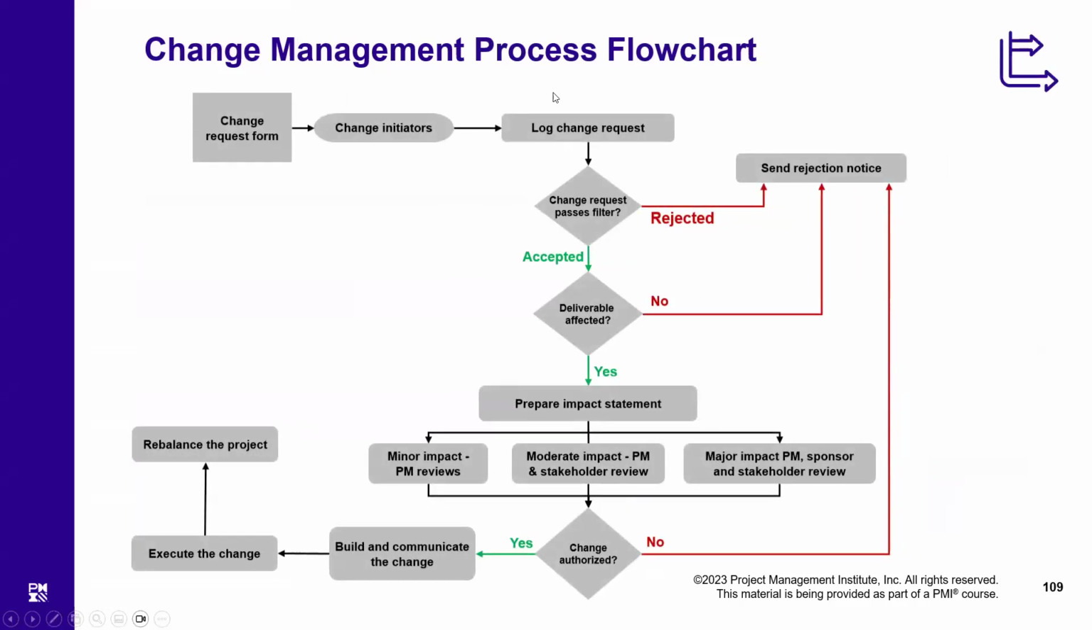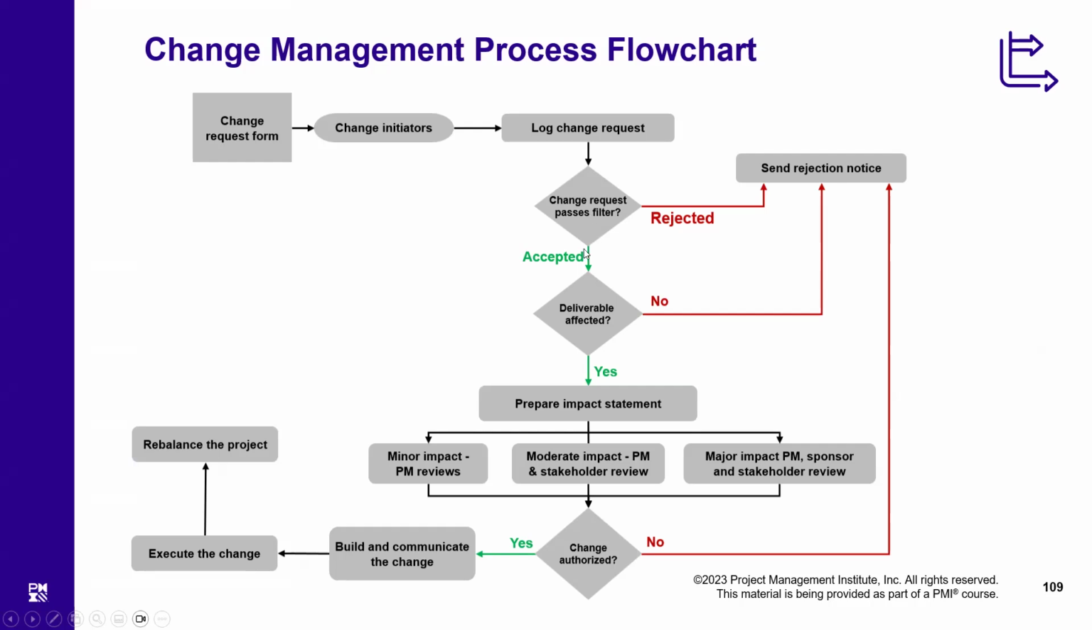This is the process of change management, specifically from the predictive point of view, where there is a strict mechanism, there is a change request form. Anyone who initiates the change must fill in the change request form. These change requests will be received and logged by integrated change control. Then they will pass through a filter on whether they are valid change requests or not. If they are not valid, you can straight away reject them and send back a rejection notice.